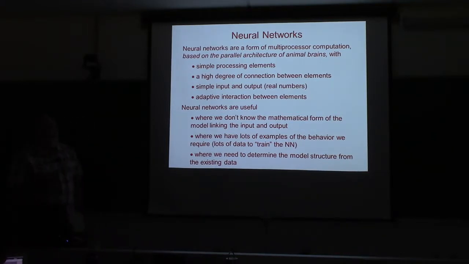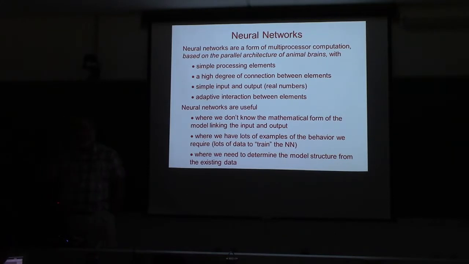And so the essence of a neural network is that you have a whole bunch of very simple processing elements, or places where we're going to make a simple decision, like yes or no. And then there's going to be a high degree of connection between all of those elements, like all of our nerve cells are all talking to these other nerve cells. And there's going to be very simple input and output. We're going to put in real numbers. We're going to get a real number out. And then the real thing is that there's adaptive interaction between these elements.